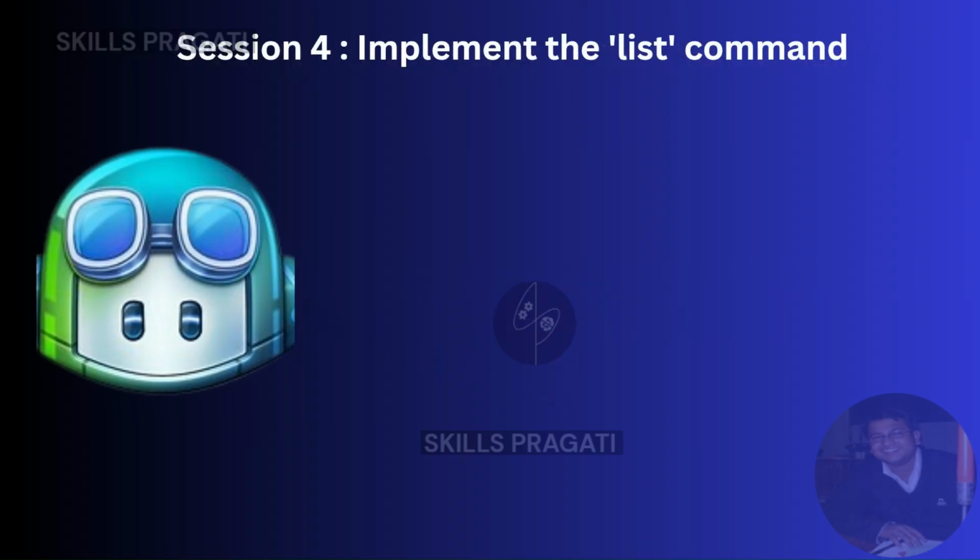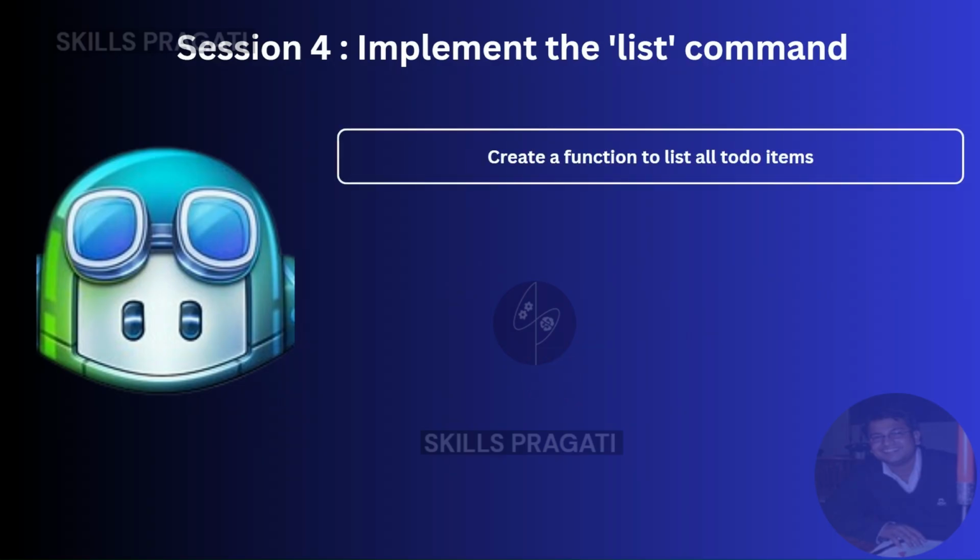The first task is to create a function to list all to-do items. This involves writing a Python function that retrieves and formats the to-do items for display. The function will be responsible for gathering all the tasks and preparing them in a readable format for the user.